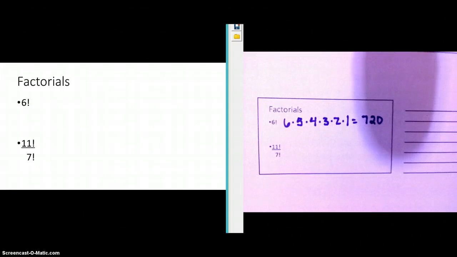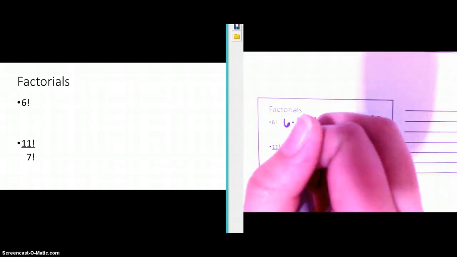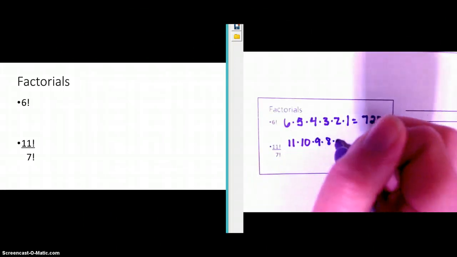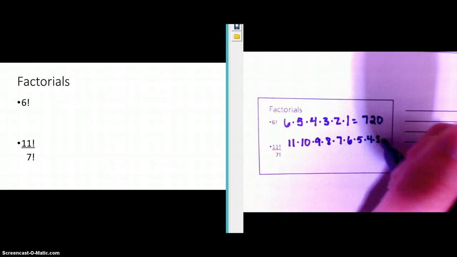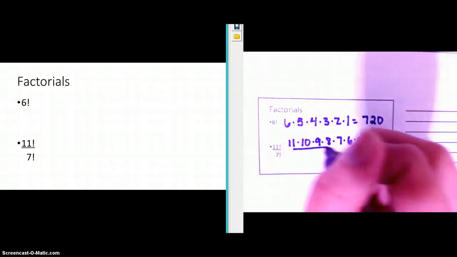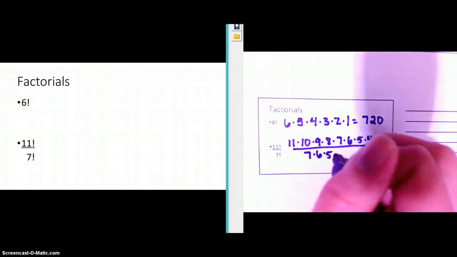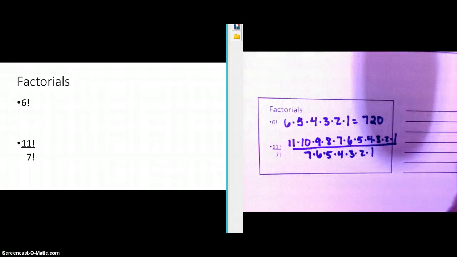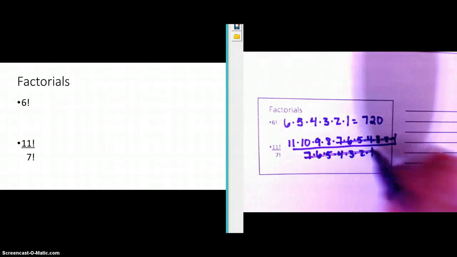When we divide factorials, we still write them out. So for 11 factorial over 7 factorial, we would have 11 times 10 times 9 times 8 times 7, 6, 5, 4, 3, 2, 1 over 7 times 6 times 5 times 4 times 3, 2, 1. And remember, the numbers on top cancel out the numbers on bottom that match. So we can cross these out because they just equal 1.